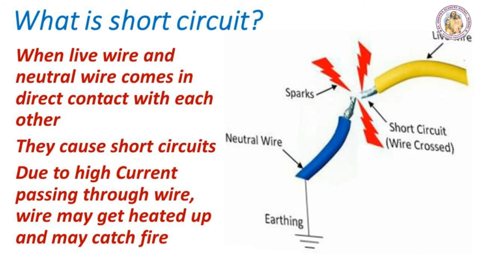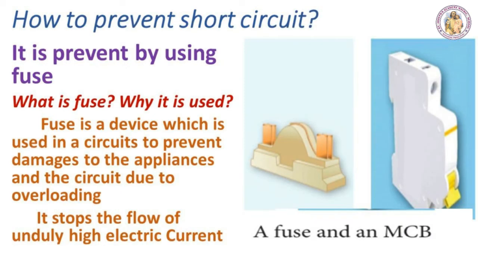What is short circuit? When live wire and neutral wire come in direct contact with each other, they cause a short circuit. Due to the high current passing through, the wire may get heated up and may catch fire. How to prevent short circuit and overload? It is prevented by using a fuse.